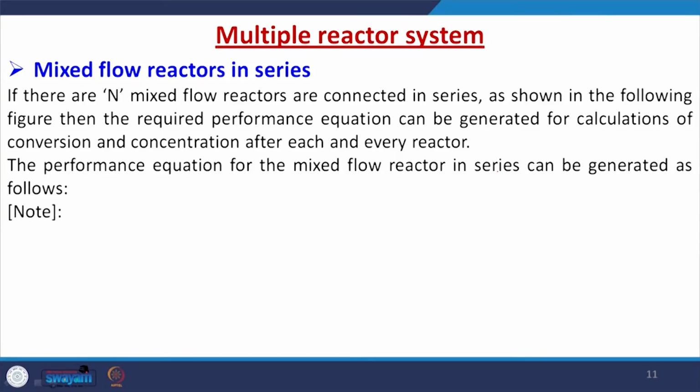Now if we talk about n mixed flow reactors connected in series, then the required performance equation can be generated for the calculation of conversion and concentration after each and every reactor. Now let us have a look at the different types of reactors in series, because this is one of the most common things in various industrial approaches. If three reactors of different size and type are operated in series, let us have a look at the figure first.